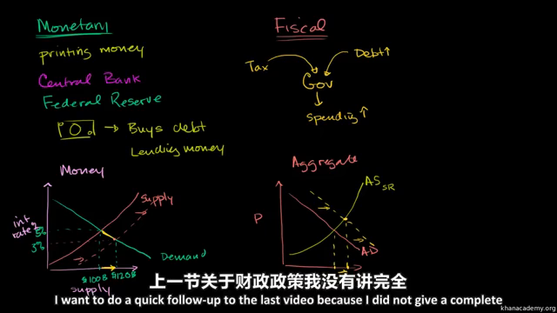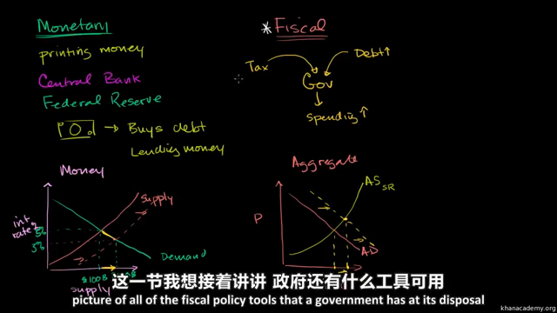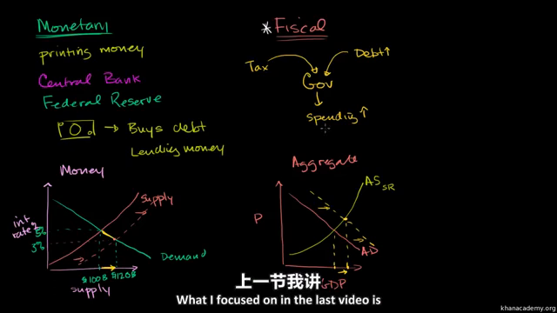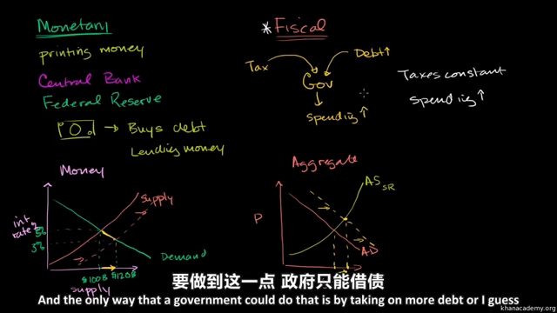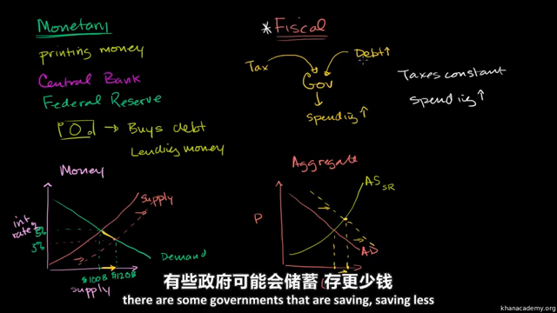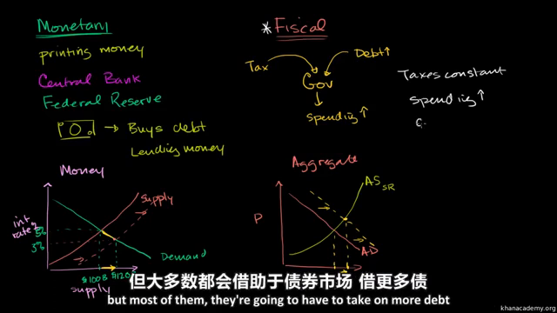I want to do a quick follow-up to the last video because I did not give a complete picture of all of the fiscal policy tools that a government has at its disposal. What I focused on in the last video is a government that holds taxes constant and increases spending. Spending goes up, and the only way that a government could do that is by taking on more debt. Or I guess some governments are saving less, but most of them are going to have to take on more debt.